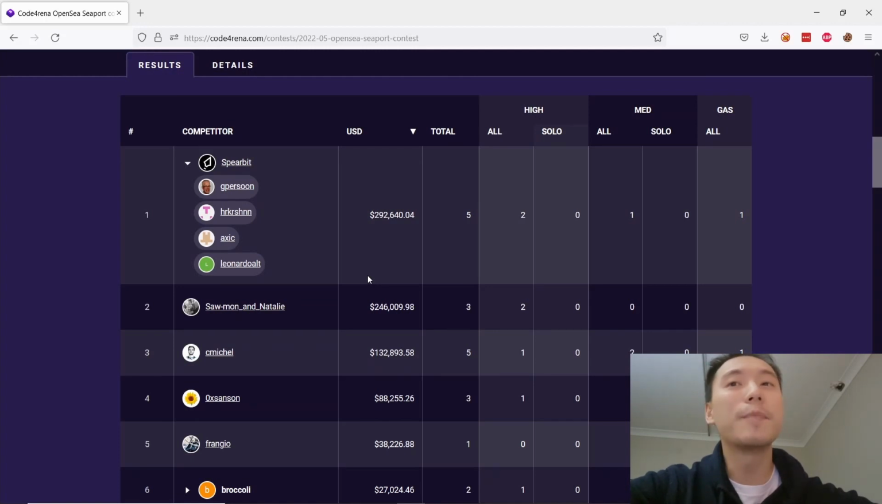And recently, with the increase in competition, it's been hard to get decent payouts on Code Arena, even with some medium and high severity findings. Recently, I haven't really been getting paid too much for those.